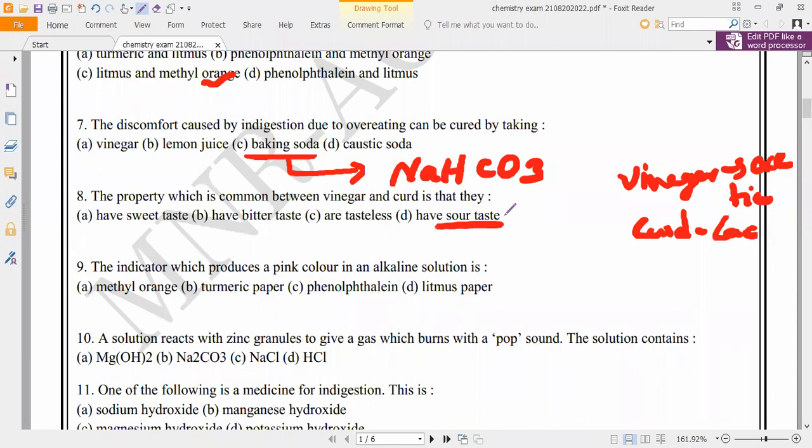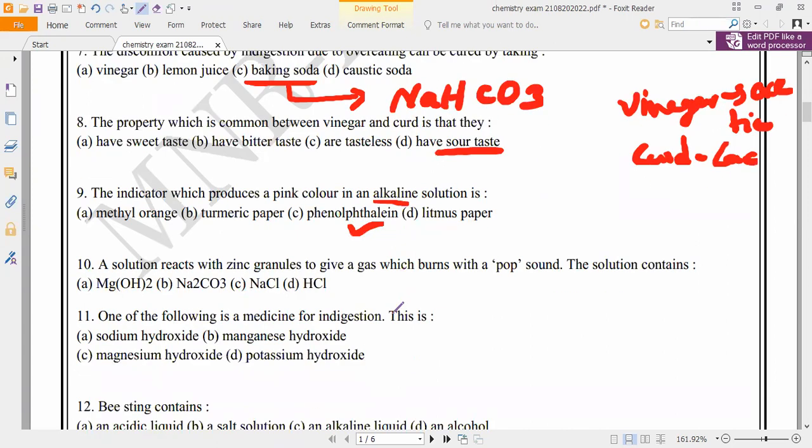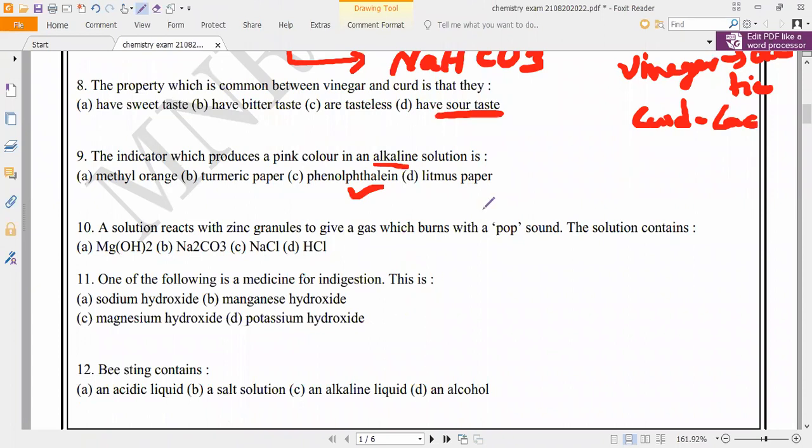Which produces a pink color in an alkaline solution? Phenolphthalein, sir. Phenolphthalein is pink in alkaline. 90% of children get confused with these colors only. Be perfect in this. Next, a solution reacts with zinc granules to give a gas which burns with a pop sound. The solution is HCl, hydrochloric acid. Pop sound means which gas? Hydrogen gas.